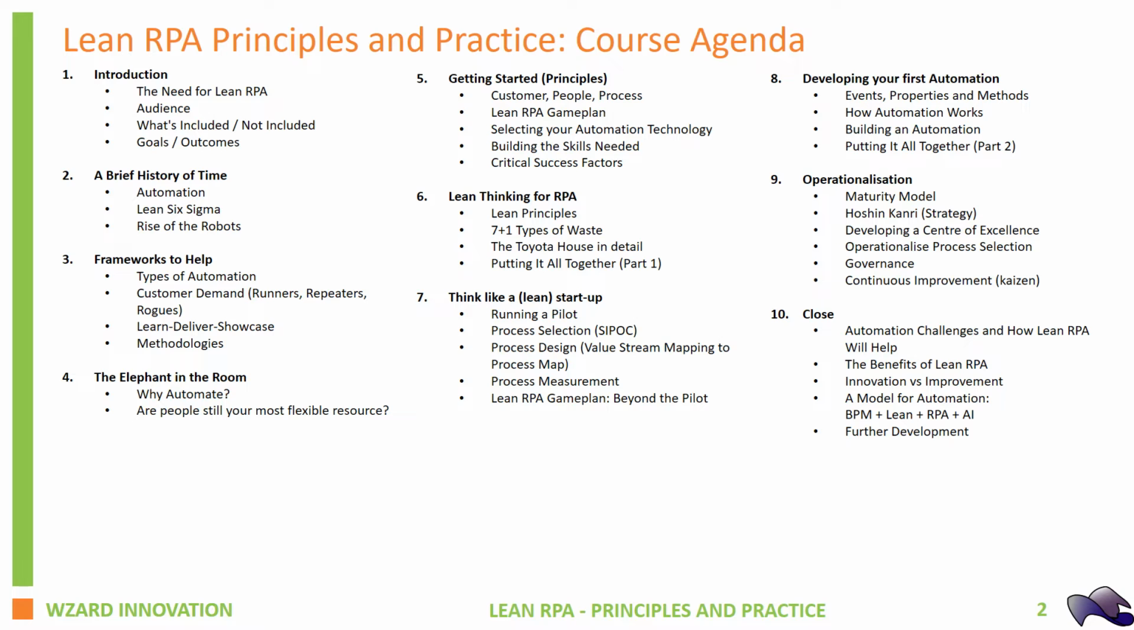We spent an entire chapter looking at lean thinking for RPA, drilling into detail into the 7 types of waste to understand how you can optimize your processes for automation. Before moving on to looking at piloting and some of the most crucial tools that you're going to be using throughout the remainder of your program to document and optimize your processes prior to automation.